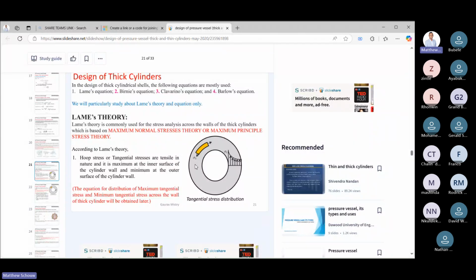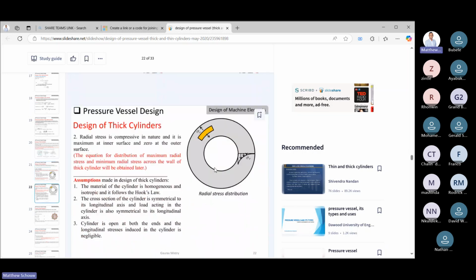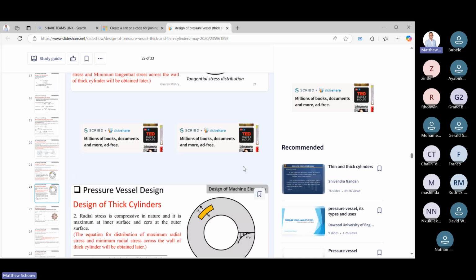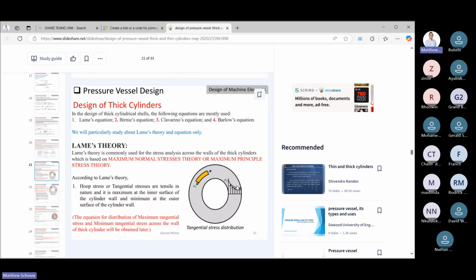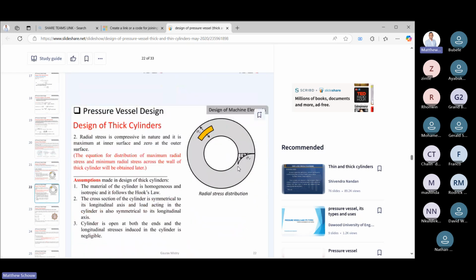And what's important here is that for the hoop stress, it's a maximum at the inner surface and has a minimum at the outer surface. Then looking at the radial stress, which is typically compressive in nature, which is very important, you'll see that it's a maximum on the inner surface and zero on the outer surface. That is the stress distribution. The reason why this is important is that when you do your calculations, you're able to see this. So again, this is for the hoop stress, and this is for the radial stress.